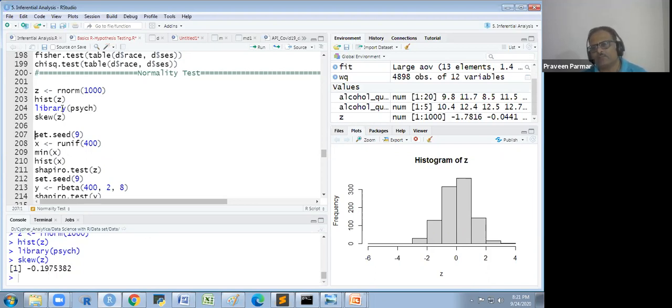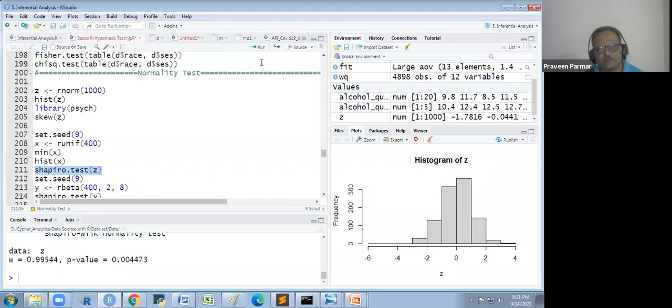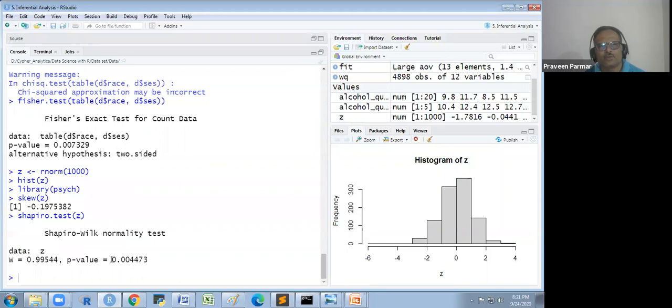Minus 0.19. It is within 0.5, on the negative or the positive side, so it is basically normal. Now I use the Shapiro test and I run this. In the Shapiro normality test, if the p-value is greater than 0.05, it is normal. If it is less than 0.05, it is not normal. So it is a normality test if we have to check.